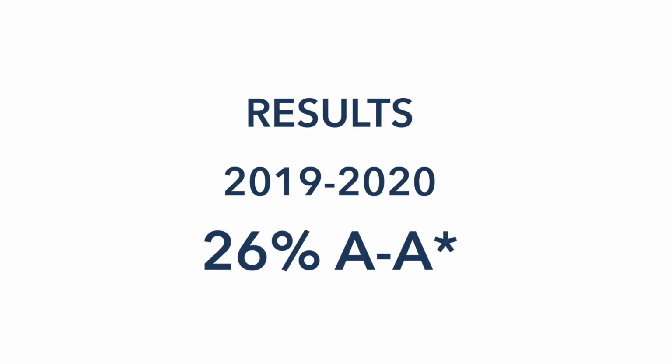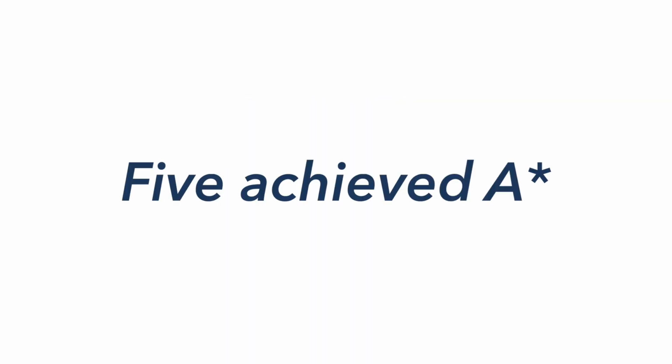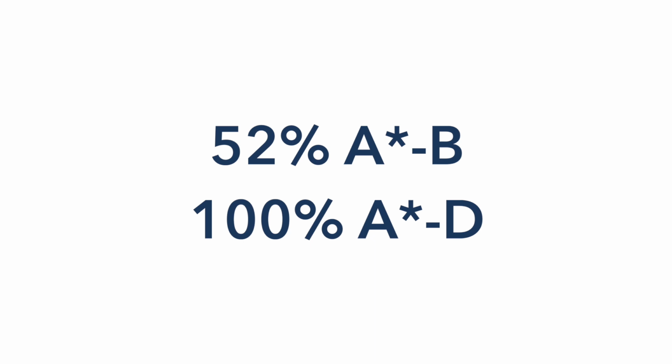Students make excellent progress and achieve excellent results in English at Southgate. We achieved 26% A to A star in our last published set of results. This was a cohort whose target was 17% A star to A. Of these, none were expected to achieve an A star, but they actually achieved 5 A stars. We achieved 52% A star to B and 100% A star to D. Only 2 students missing out on a C.